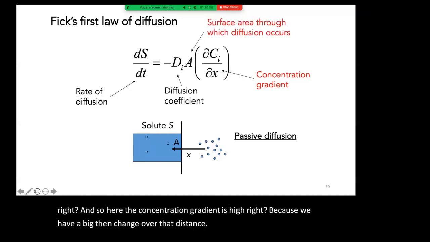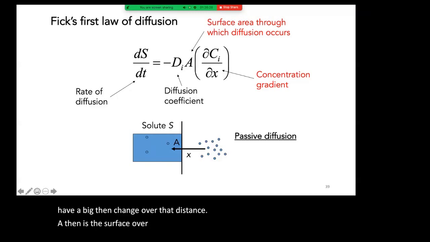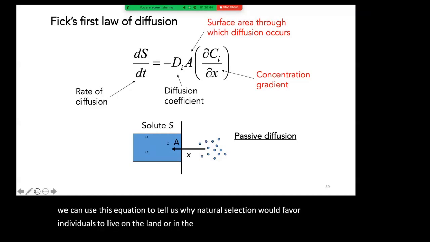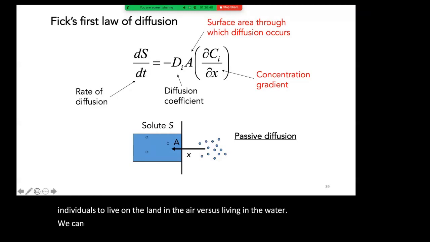Now, A then is the surface over which diffusion occurs, right? It turns out we can use this equation to tell us why natural selection would favor individuals to live on the land or in the air versus living in the water. We can actually use this equation to tell us that selection should select for some specific individuals.